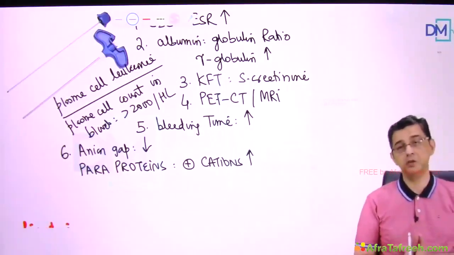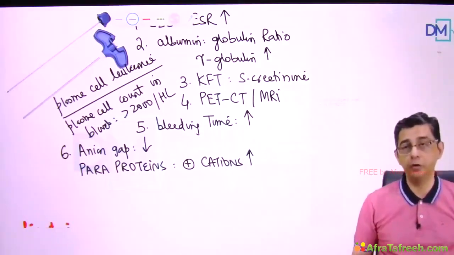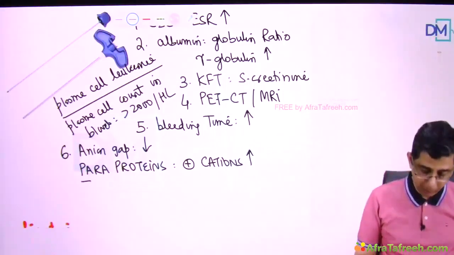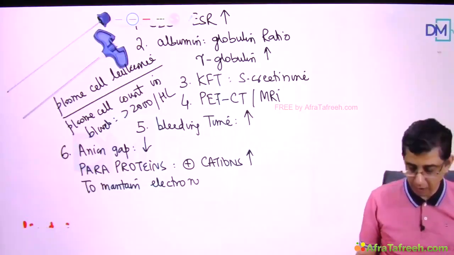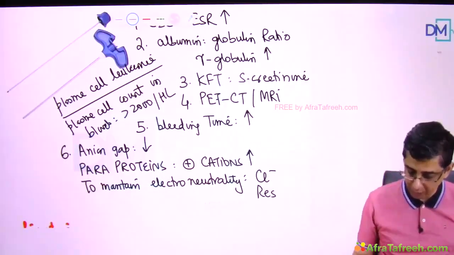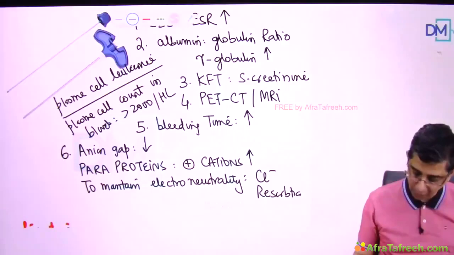One of the basic functions of the human body is to maintain electroneutrality. So to maintain the electroneutrality, the kidneys will come in, because kidneys will now start reabsorbing an increased amount of chloride from the urine, and therefore the chloride values in the blood of the person with multiple myeloma will tend to rise.